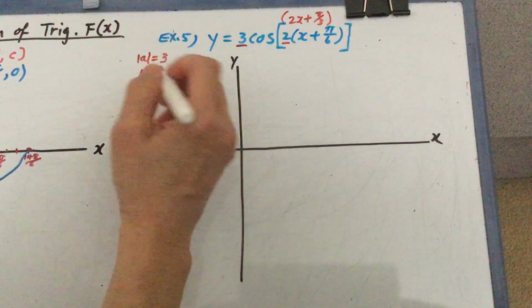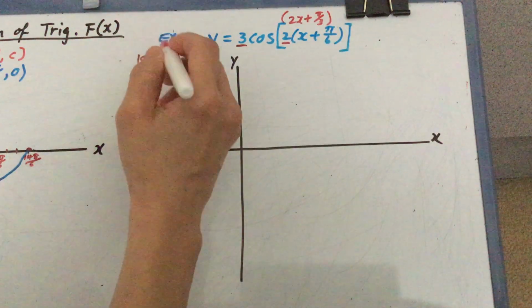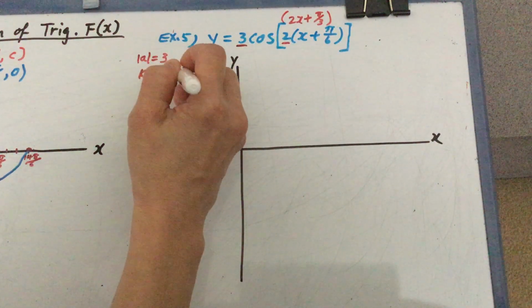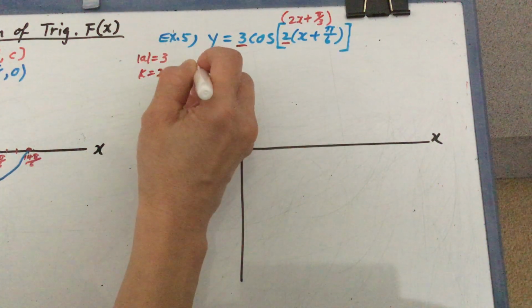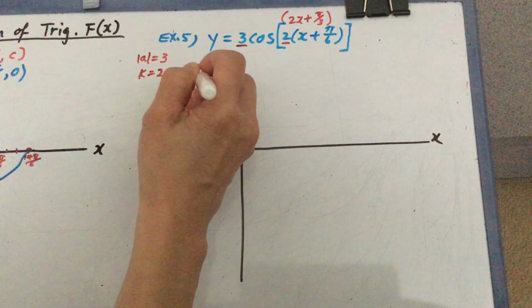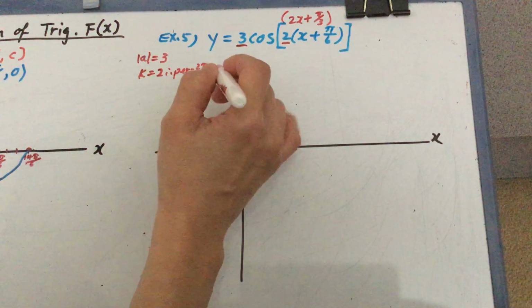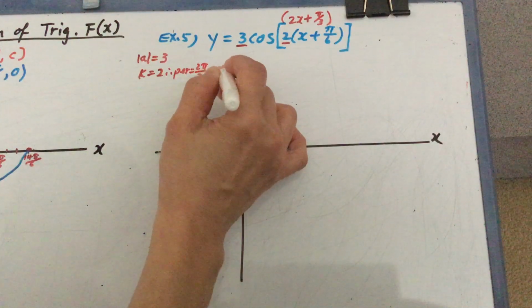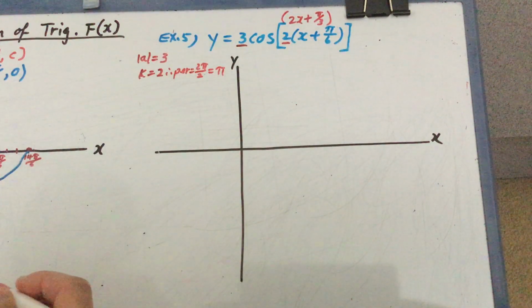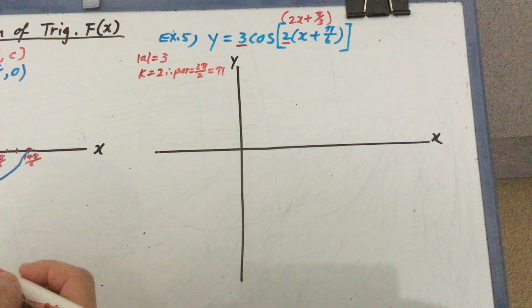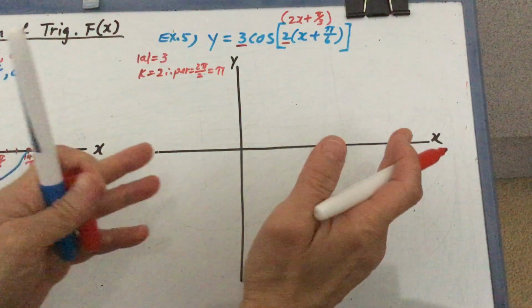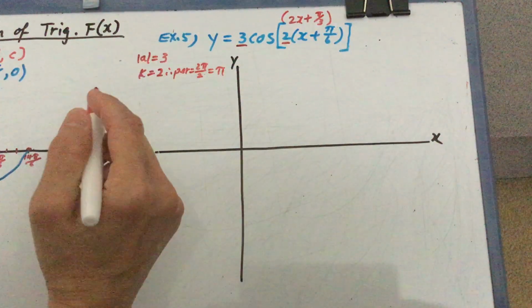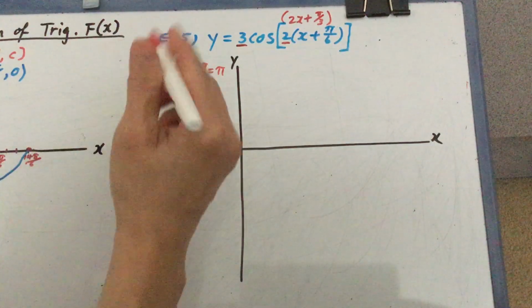So the K value is 2. Therefore, the period must be equal to 2 pi over K. So it's 2 pi over 2, which is equal to pi. Okay, so now you have the period of pi. So one complete cycle is not 2 pi anymore. It got shrunk down a bit.